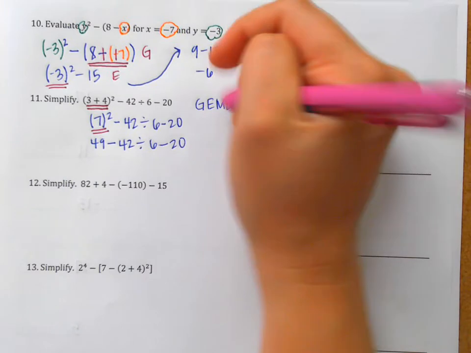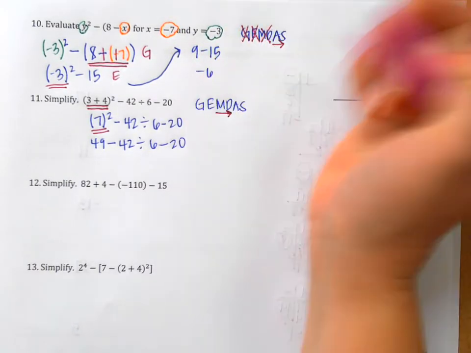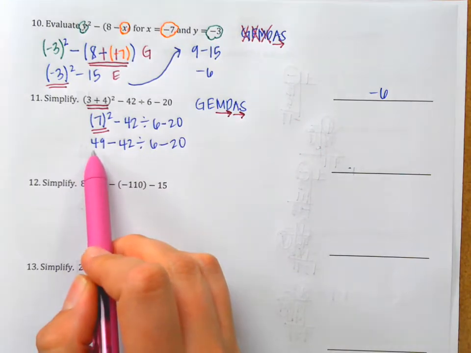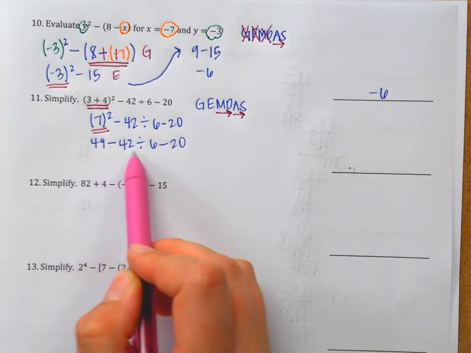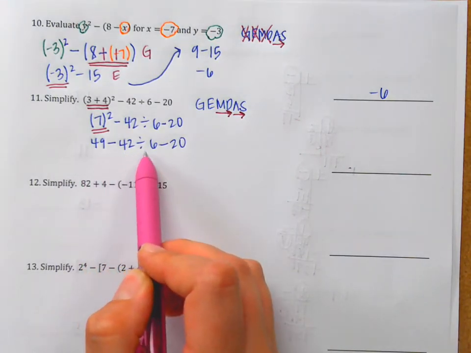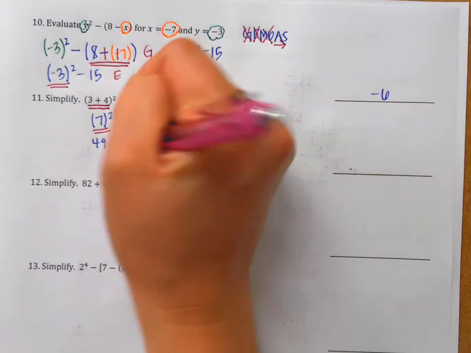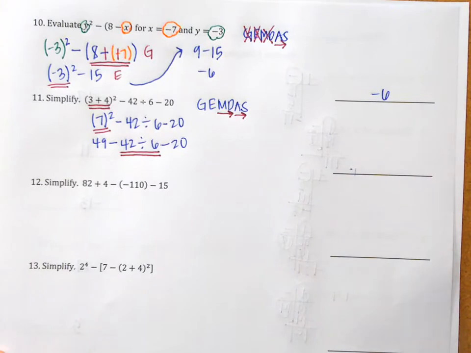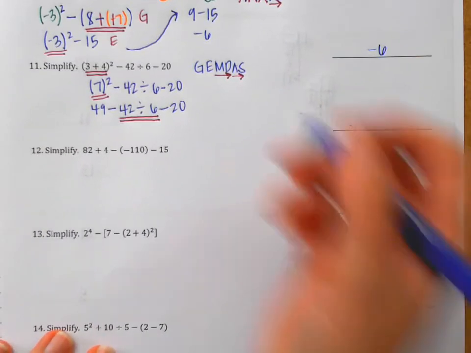Remember, with multiplying and dividing, I'm doing that from left to right. Same with adding and subtracting. So I'm looking for multiplying and dividing first. So I have that here, -42 divided by 6. Well, -42 divided by 6 is -7.